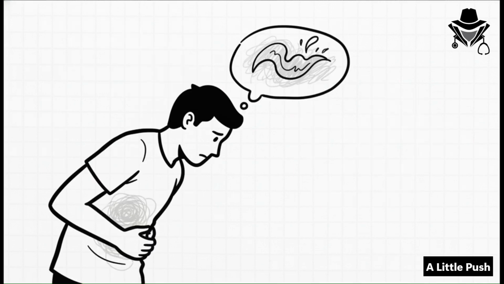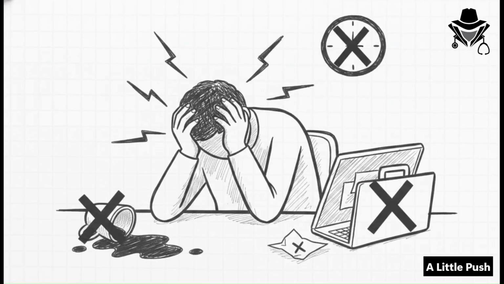Then we have N for nausea. You know, migraines are rarely just about head pain. They're frequently accompanied by pretty severe autonomic symptoms, primarily nausea, which often escalates to active vomiting right in the middle of the episode.